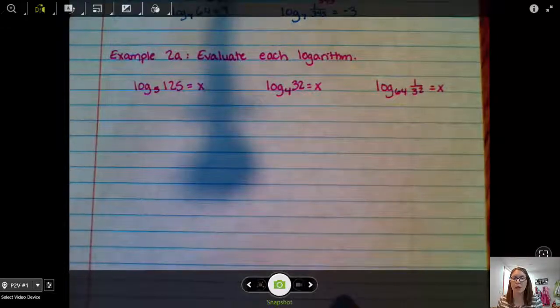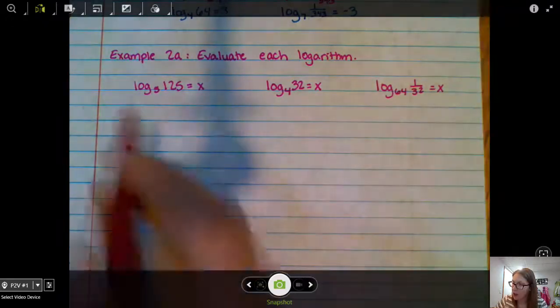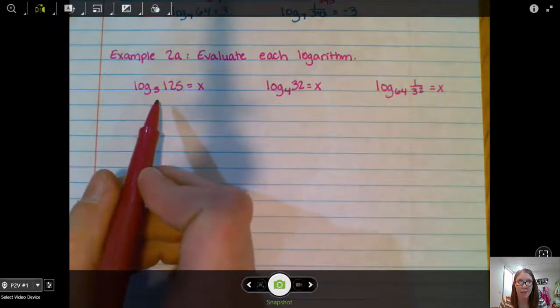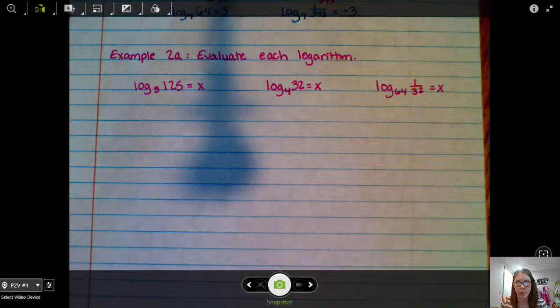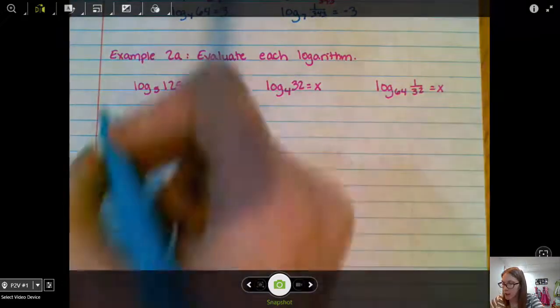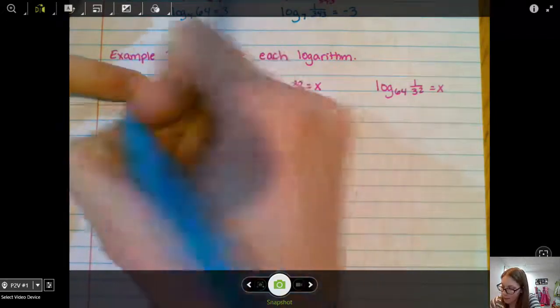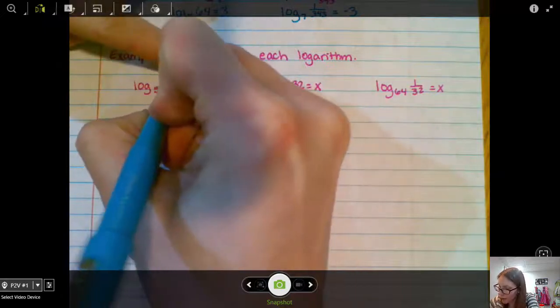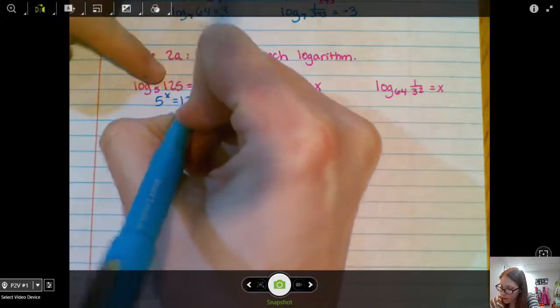The next type of problem we look at in example 2a is actually evaluating some of these logarithms, some of these expressions that we are seeing. So the first problem here, we see log base 5 of 125 equals x. Anytime you're trying to evaluate a logarithm, it's helpful to think about what that logarithm means. In this case, the base for our log is 5. We start here, 5 to the x power equals 125.